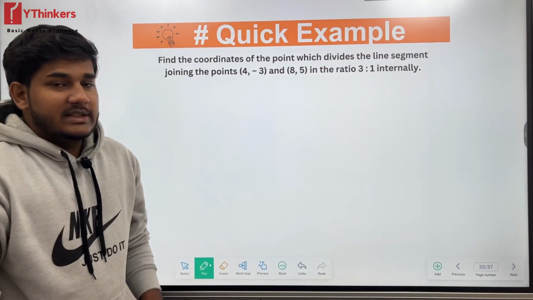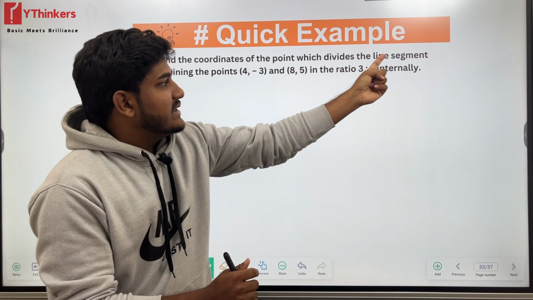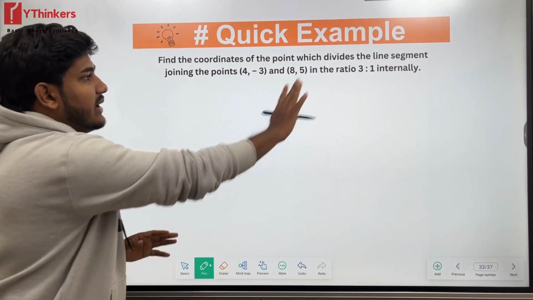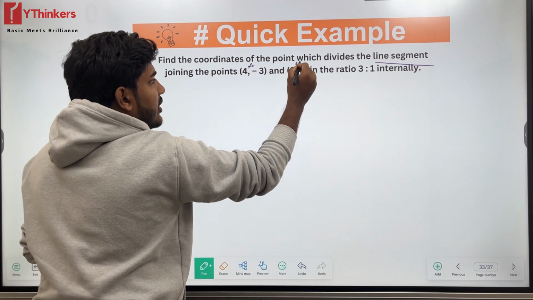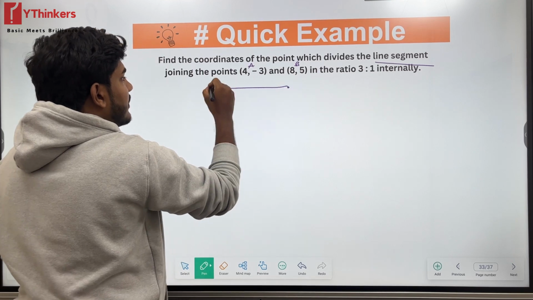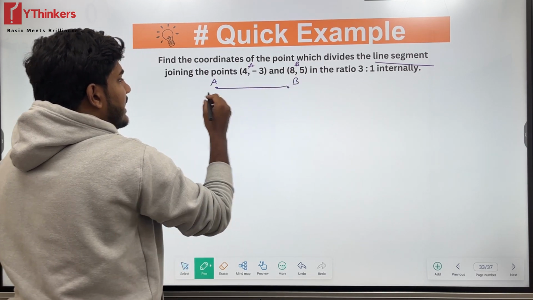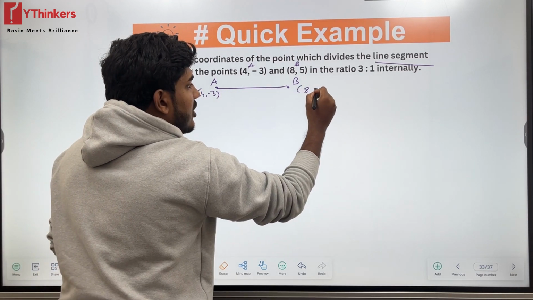Simple hai. Now what they're asking me is find the coordinates of the point which divides the line segment. Acha, so line segment they have given me. So can I assume this as point A and point B? So what they're telling me is there is a line segment A, B. A का coordinate है 4, -3. B का coordinate है 8, 5.